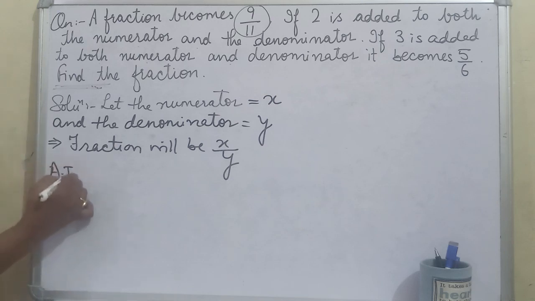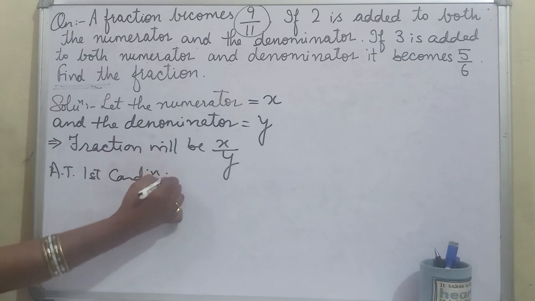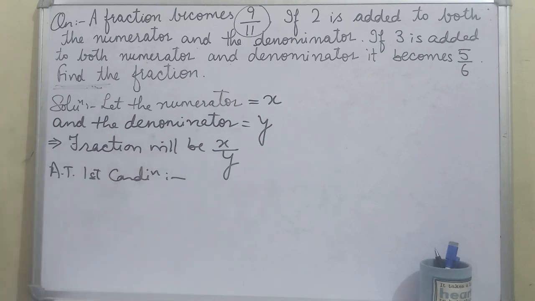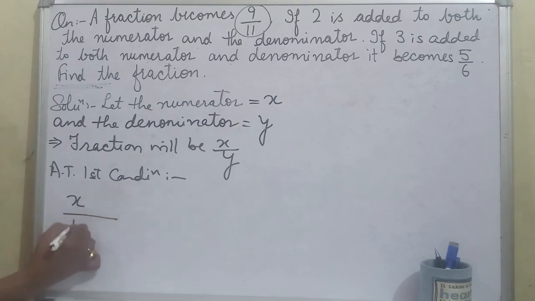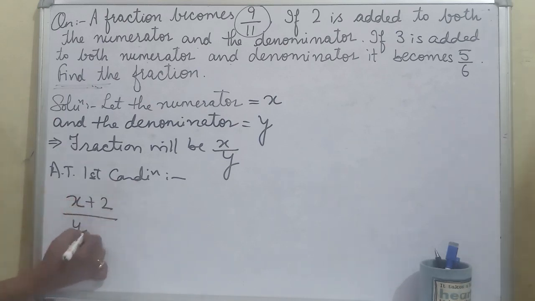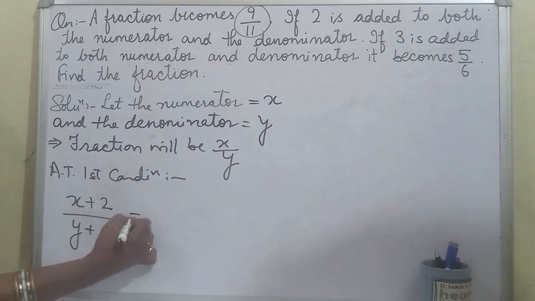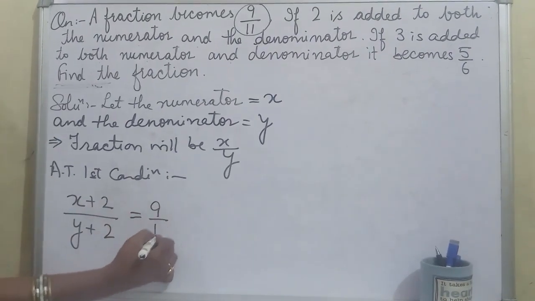Now according to the first condition, apply the first condition which I told you just now. This is the numerator, this is the denominator. If I'm adding 2 to both numerator and denominator, that means x plus 2, y plus 2. It should be equal to 9 by 11.